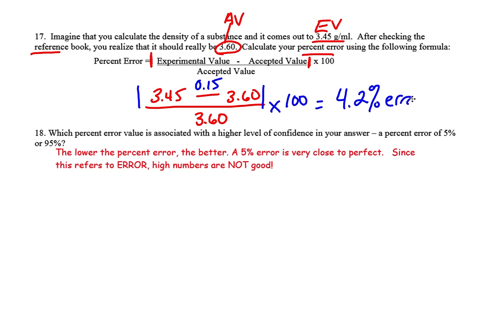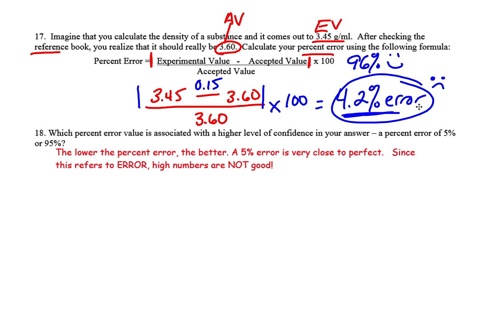error. Now remember, 4.2 is your error. So yeah, you're off by 4.2%, but you were really right about 96% of the way. So we always look at error, and error is a negative thing. So if your error is very small, this is small, that's good. You don't want a huge error. Look at this example here.